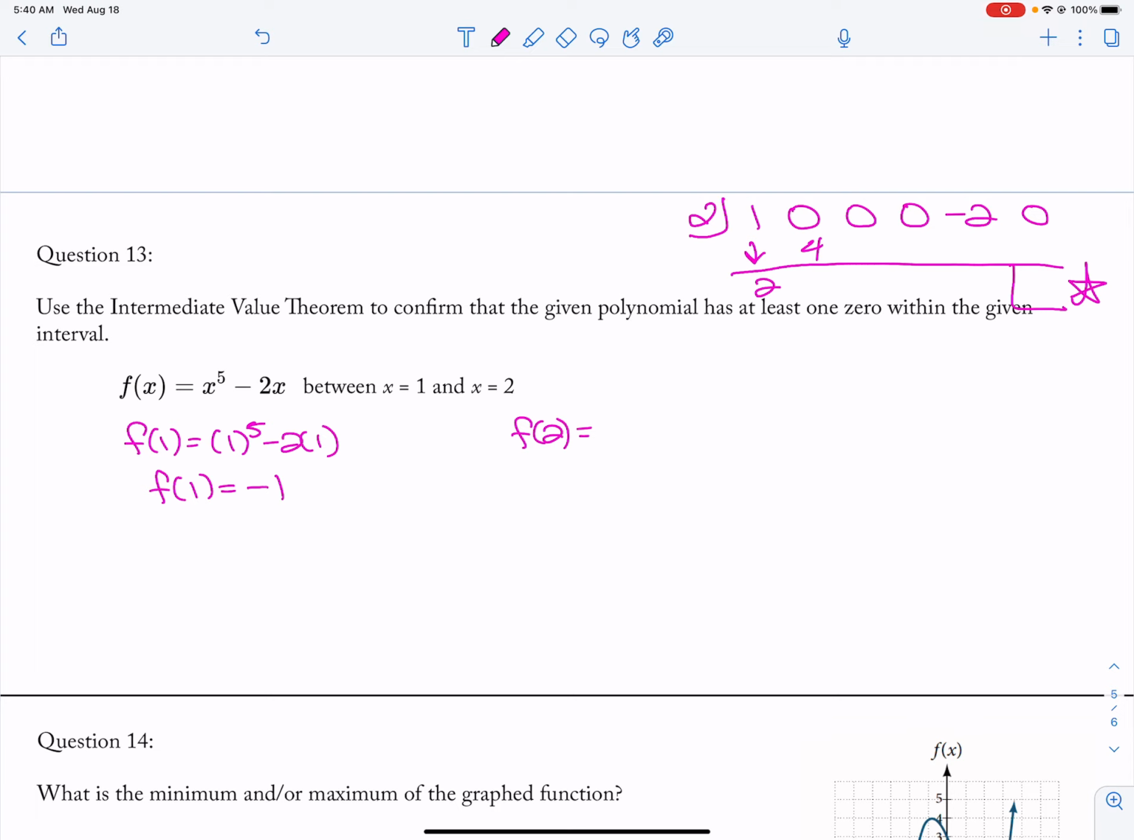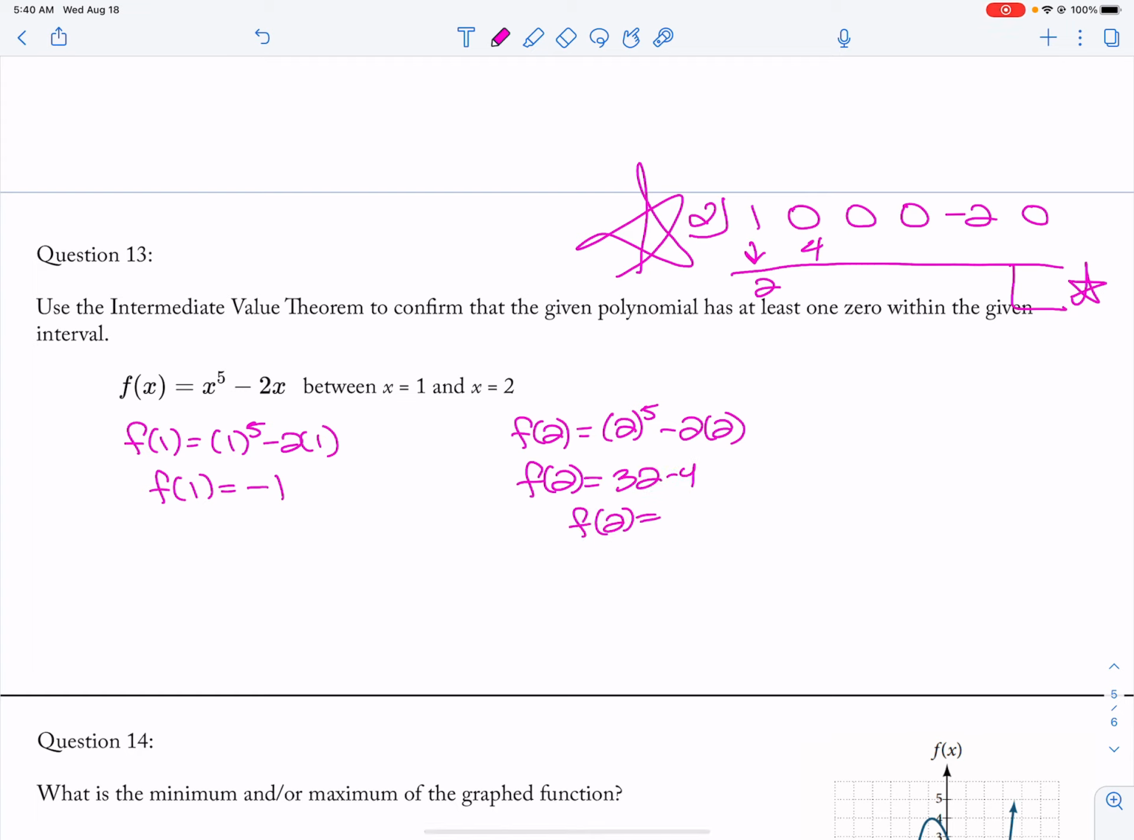Arithmetic is a little bit less, but in this case, I think the arithmetic is easier if I just plug in 2 here. So it depends. If I have a really long polynomial, I would totally use synthetic division. If I don't have a long polynomial, like in this case, I would go ahead and just plug it in. So I have 2 to the 5th, which is 32, minus 2 times 2, which is 4. So f of 2 is equal to 28.